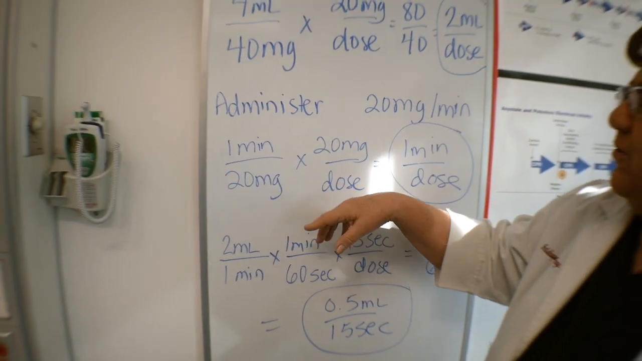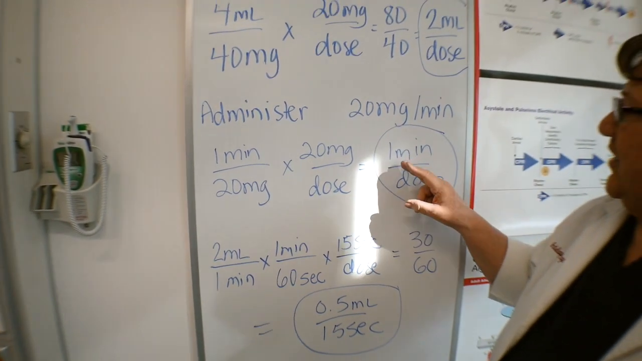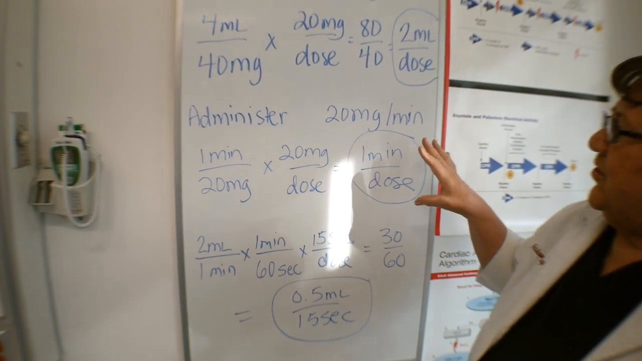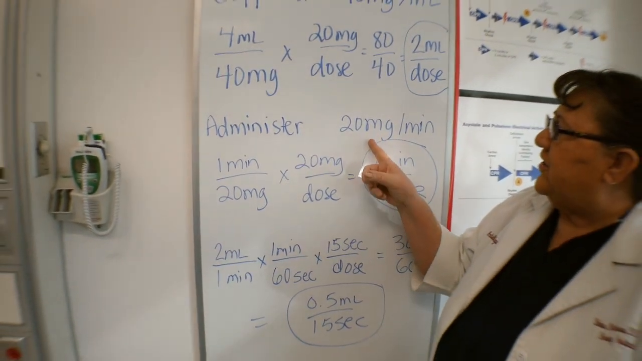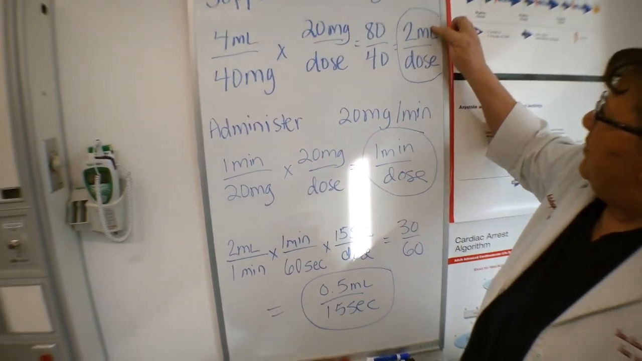Typically in the ICU, we might give 100 milligrams. So if we were giving this medication, it would be over 5 minutes. So this one's very specific to the drug dose that we're giving. So now we know that we are drawing up 2 milliliters.